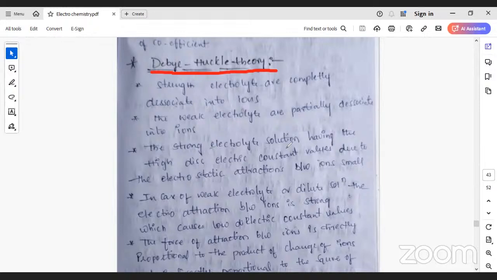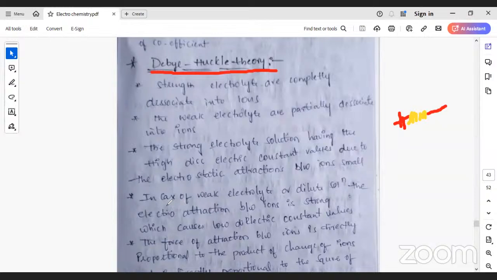Strong electrolyte solutions have high dielectric constant values because the electrostatic attraction between the ions is small. Strong ions means the distance between the positive and negative ions will be very small. That's why these are strong electrolytes, and they have high dielectric constant values.